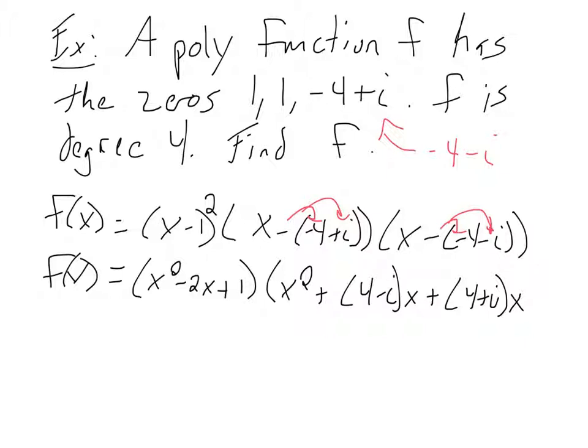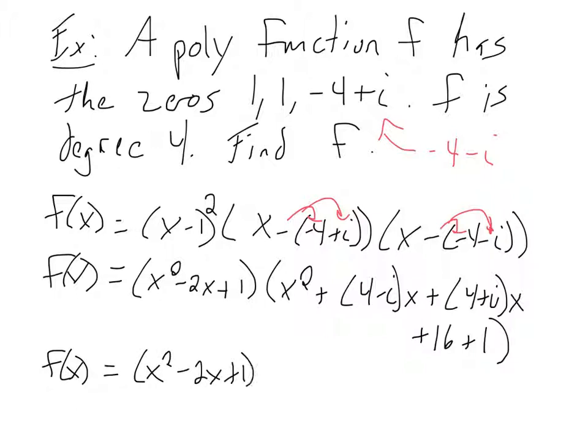So negative 4 times negative 4 will be positive 16. And then i times negative i will give me positive 1, right? So that'll end up being 17. So if we add this all up, 4 minus i plus 4 plus i is just going to be 8x, right? So we'll end up getting f of x equals x squared minus 2x plus 1 times x squared plus 8x plus 17.